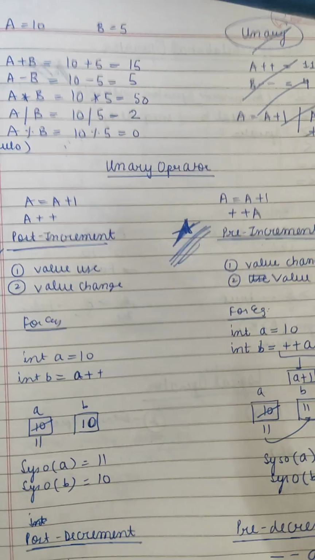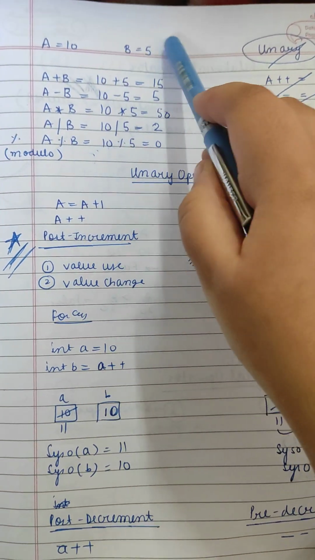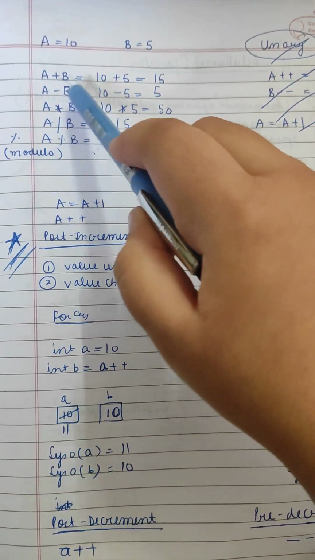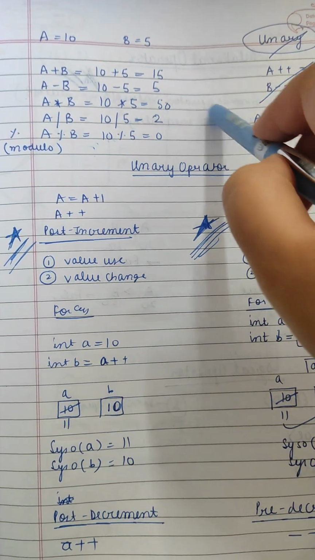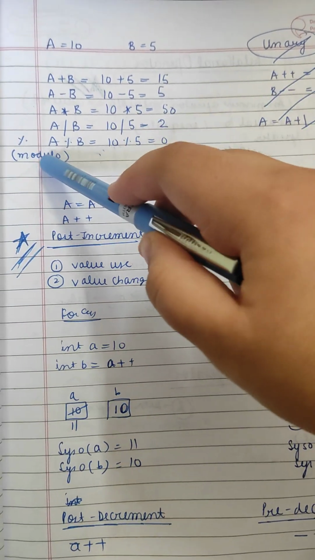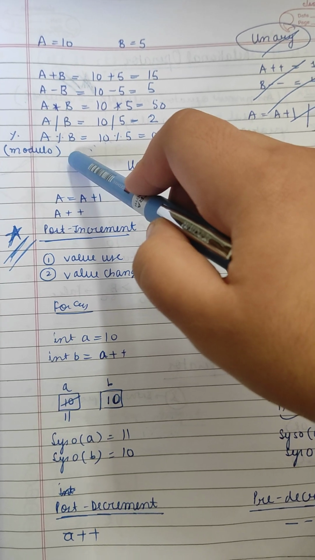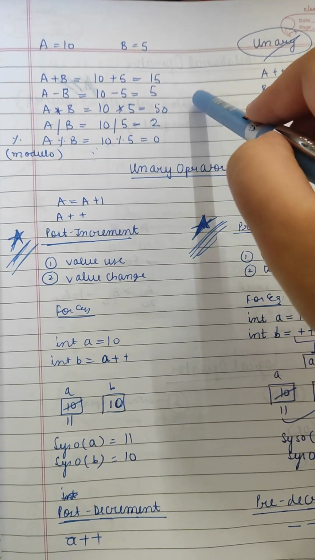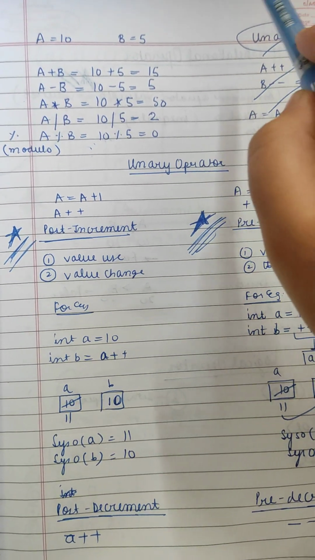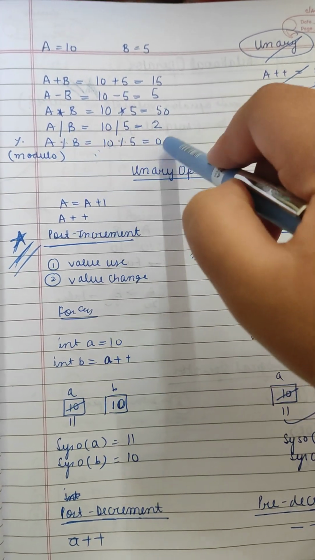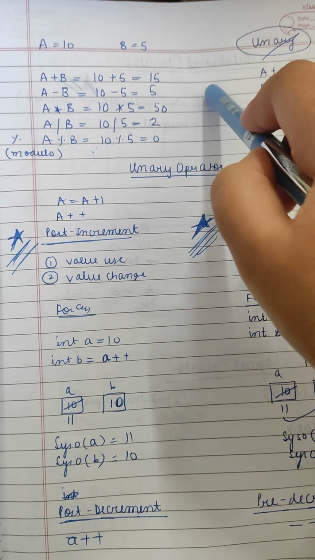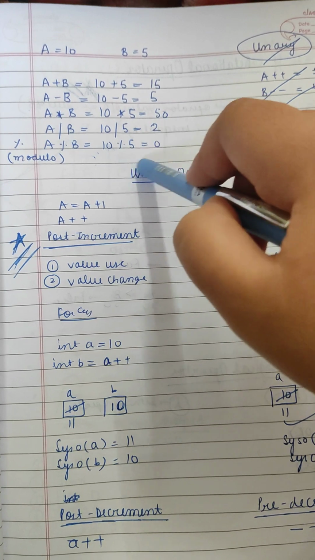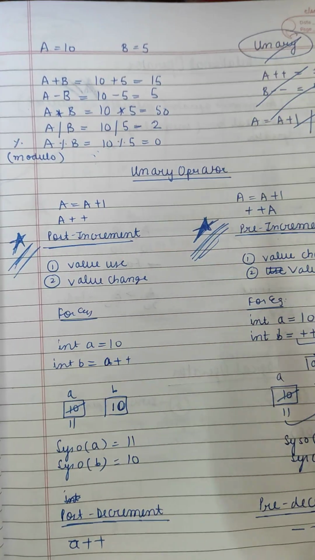Like from this example, a is equal to 10, b is equal to 5. So a plus b, a minus b, a into b, a by b: divide, multiply, minus, plus. Modulo here stands for the remainder. Whenever you divide 10 by 5, your remainder is 0. Similarly, if you divide 11 by 5, your quotient is 2 and your remainder is going to be 1. So remainder and modulo are basically the same thing.